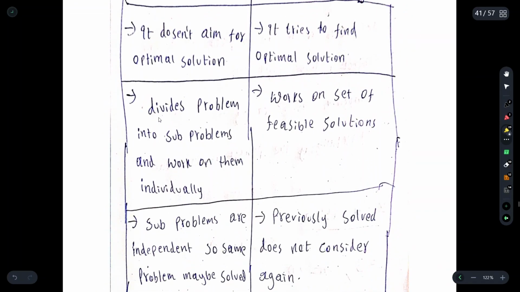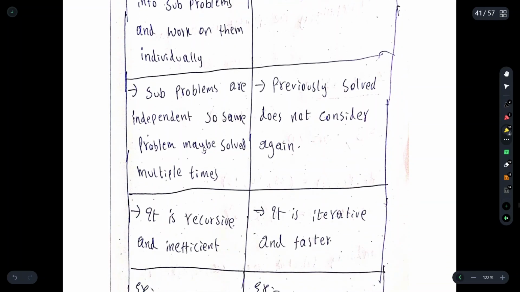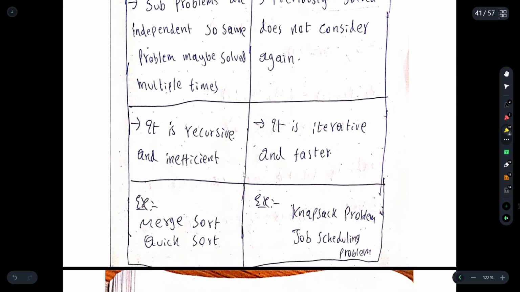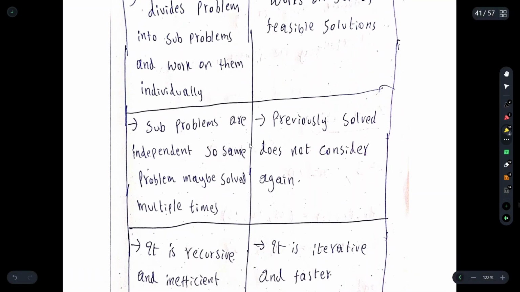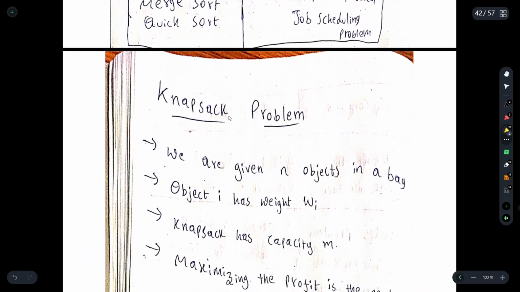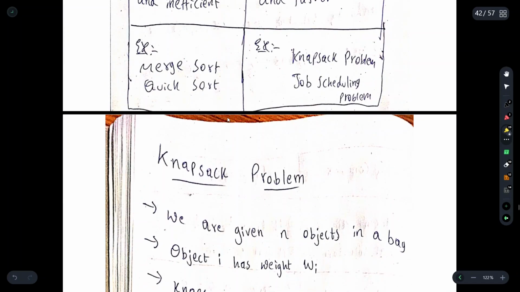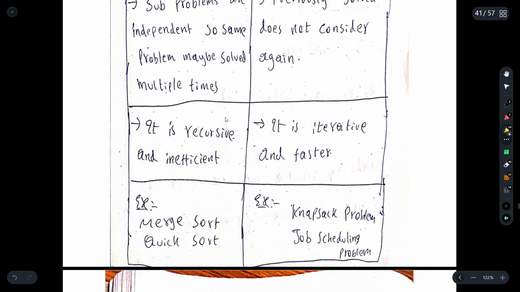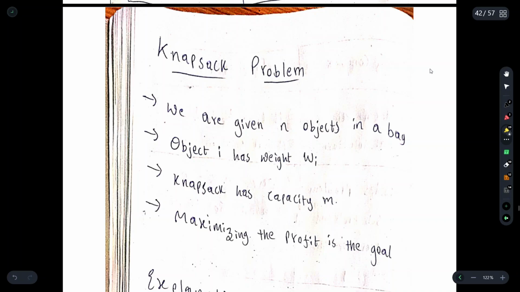They divide the problem and work on different solutions, and all the subproblems are independent of each other, whereas in greedy, a previously solved problem isn't considered again. So divide and conquer is recursive and inefficient, and greedy is iterative and faster. So these are the differences between divide and conquer and the greedy algorithm, and then we will discuss the knapsack problem. Now we will see the knapsack problem.